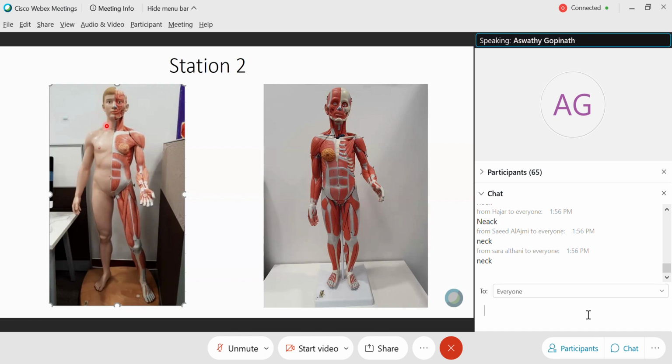Now where is the mental region? Mental. Chin. Yeah, very good. So that's the chin region. Can you see the chin over here? Can you see my pointer there? So that's the chin region or the mental region.